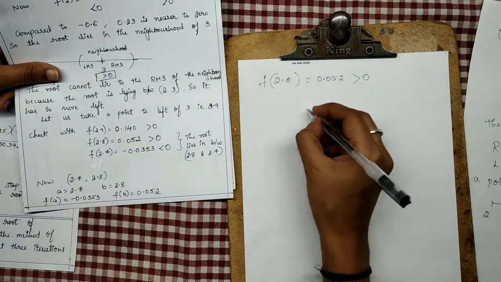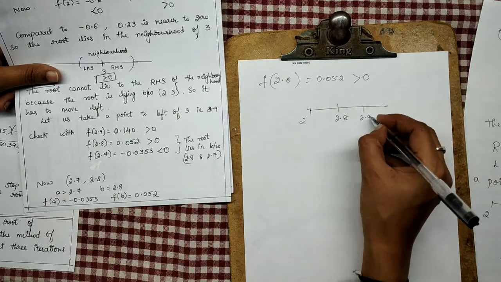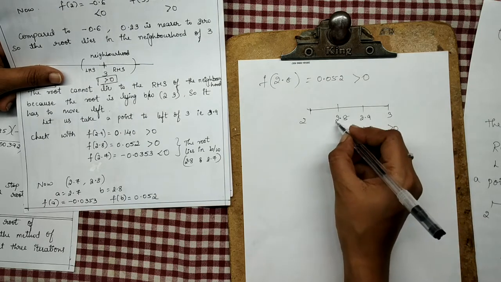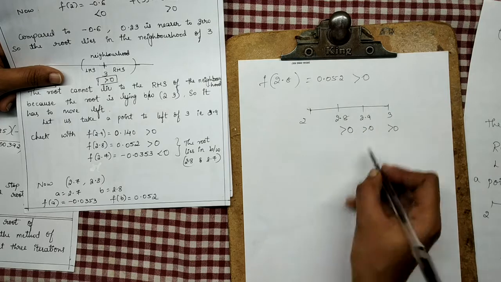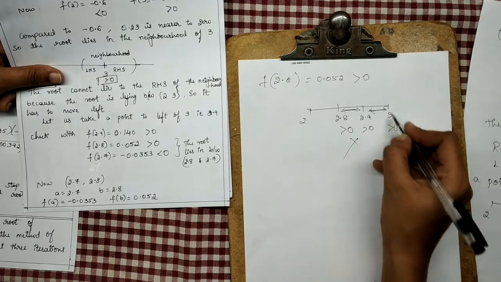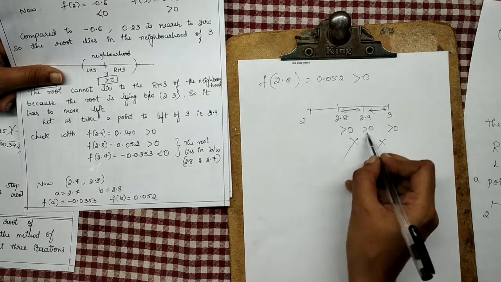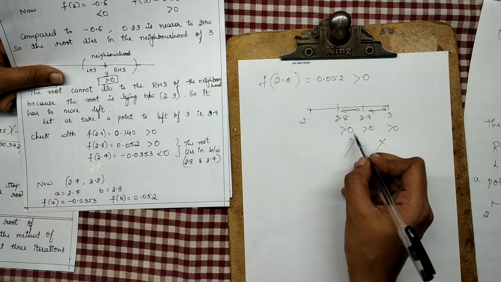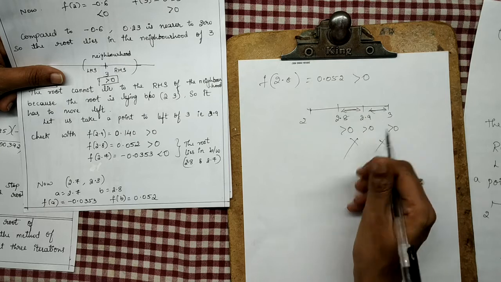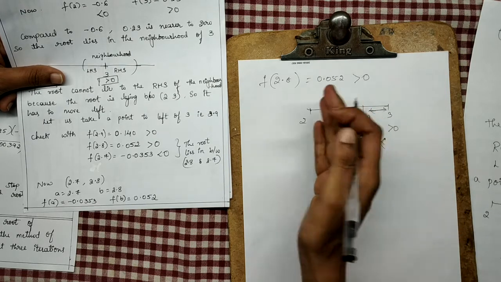See what it was saying: it is 2, and somewhere 2.8, then 2.9, and 3. For 3 it is greater than 0, for 2.9 also greater than 0, and for f of 2.8 again greater than 0. Can you expect a real root between these numbers? No, because they have the same sign. If you have a different or opposite sign, then only by the fundamental property of numerical solution can you expect a real root. Here you cannot.